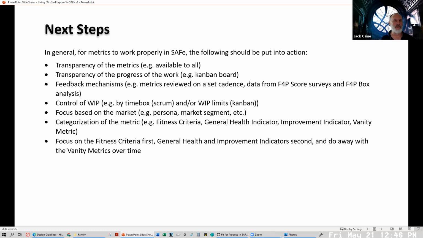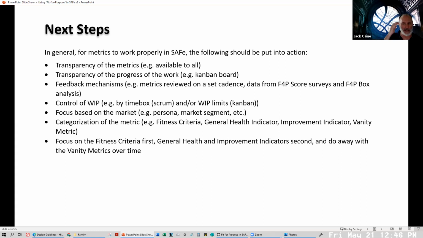There should be a feedback mechanism. For example, metrics reviewed on a set cadence, data from these fit for purpose score surveys and fit for purpose box analysis. We should have this available and on a regular cadence review it. Control of WIP, either by time box in Scrum, or WIP limits in Kanban. We should have that in place also. If you don't have that, then your metrics are going to be skewed.